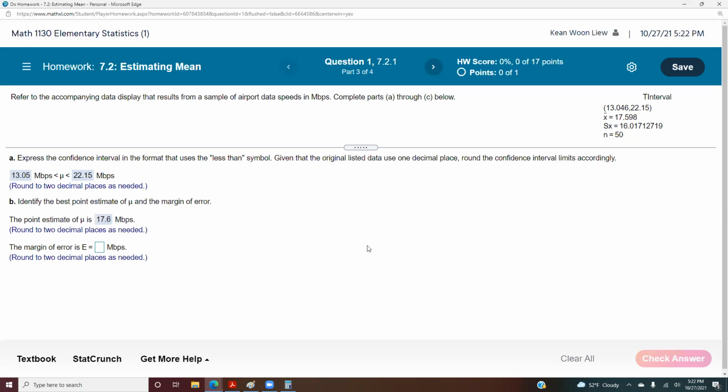Do you guys know how to find the margin of error here? Yep, how, Lawrence? 22.15 minus 13.05, divided by 2. So subtract these two and divide by 2. That is how you find your margin of error. Again, if this is a result from the StatCrunch, you do not need to do any work. It's been done for you. You just need to know how to read this result. Is that what you're asking for, Casey and Suli?